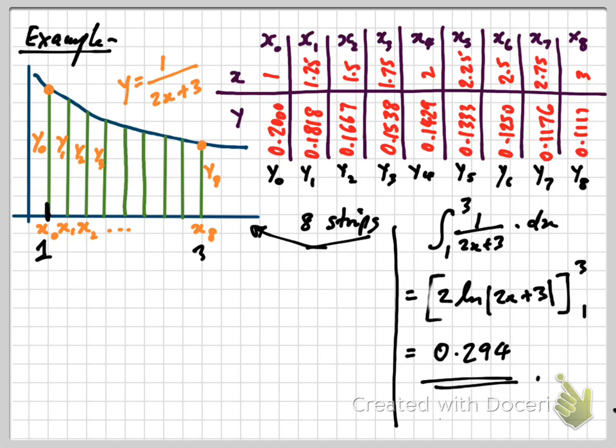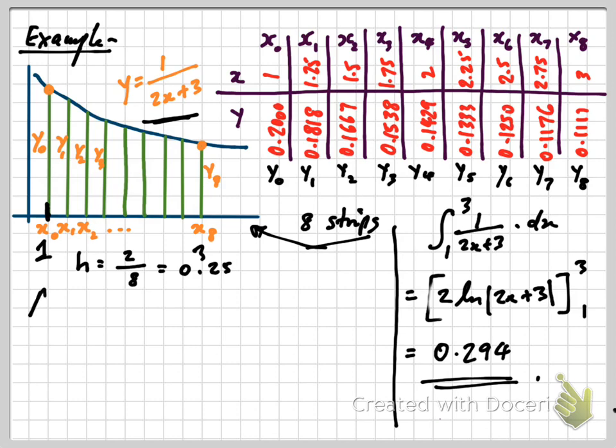Now if we use the trapezium rule, first of all you have to find the width of the strips. h would be equal to 3 minus 1, which is 2, divided by 8, which will give you 0.25. You can create a table of values, which I've done here on top, with x0 all the way to x8, and substitute them in the equation y equals 1 over 2x plus 3 to get the y values. Then you write down the equation.